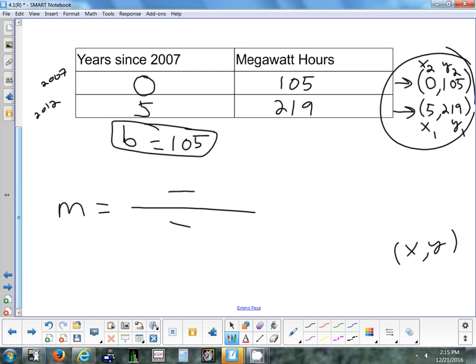What's going to go in the top row? What minus what? And which one comes first, y1 or y2? So the y's have to be on the top. Don't switch it. Don't put x's there. Don't do x and a y. 105 minus 219. All right, and on the bottom? 0, yeah? Minus 5. Okay, the bottom, I think we should be able to do that. What's 0 minus 5? Negative 5.